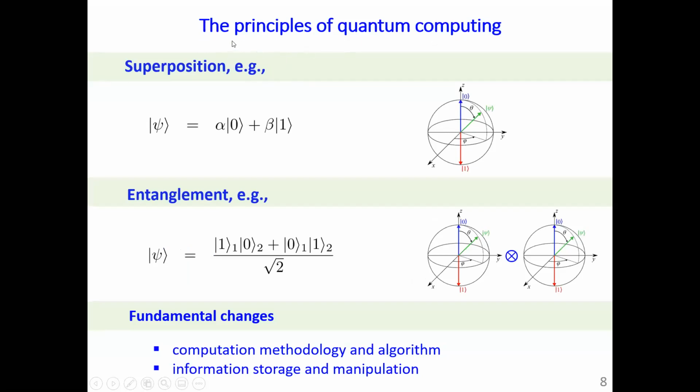Here are the quantum principles that quantum computers make use of. First of all is the superposition principle, and second is entanglement. And making use of these two principles makes a lot of difference. In principle, there are fundamental changes in computation methodology and algorithm design, and also since the information becomes quantum mechanical, the information storage and manipulation also see a significant change.